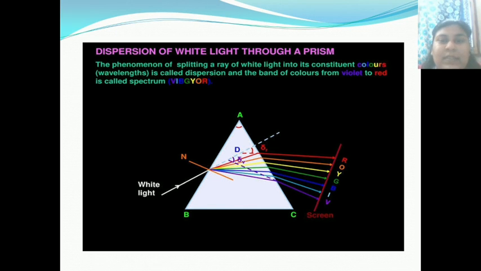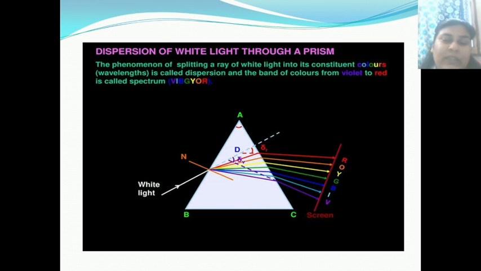Now the next topic is dispersion of light. So what is dispersion? Dispersion is the phenomenon in which light splits up into its constituent colors when it passes through a prism. So the splitting of light into its constituent colors when it passes through a prism is known as dispersion of light. This phenomenon was discovered by Newton in 1665. Newton passed white light through a glass prism, and it showed that white light is a mixture of 7 colors. It means the 7 colors make up the white light.